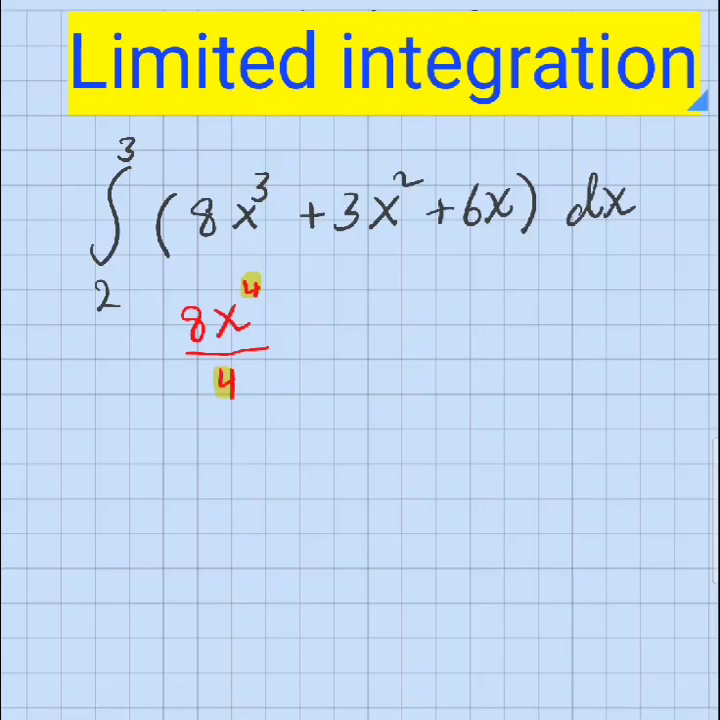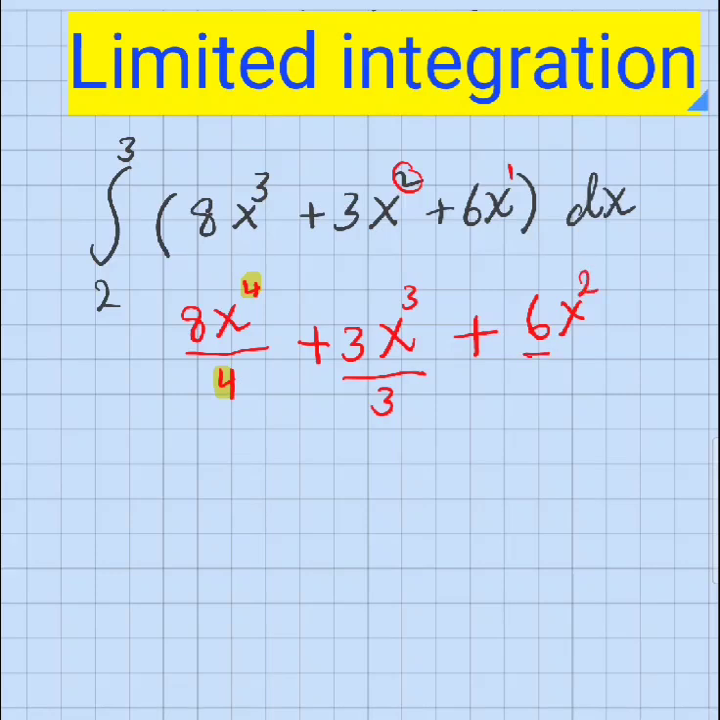Now let's repeat this process for the next one. So the antiderivative of 3x squared is going to be the constant 3 times x raised to the third power divided by 3. Now what about the antiderivative of 6 times x?